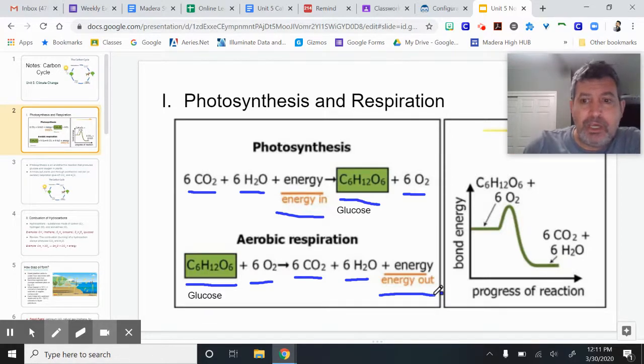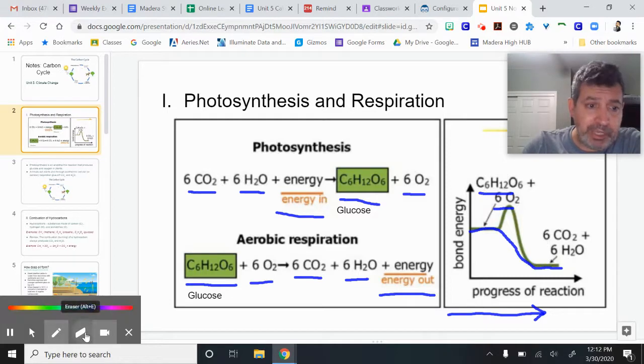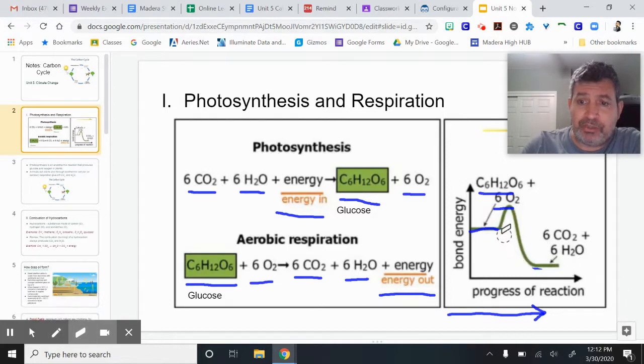When you look at an energy diagram of this, you notice that if we're going in this direction, we're looking at cellular respiration, and we start with the glucose up here, the oxygen there, and it's downhill to get to CO2 and H2O, which, if you remember from last unit, exothermic means downhill on an energy diagram. So that's one way to look at the energy diagram.